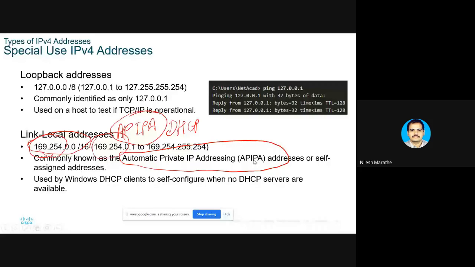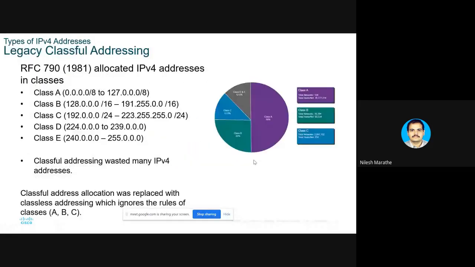So let's quickly cover the other activities. Is it clear about the APIPA? Let me go to the next. That is the classes: class A, class B, class C, and class D. As I told, class A starts from 0 to 127, class B from 128 to 191, class C from 192 to 223, class D from 224 to 239, and class E from 240 to 255. So these are the different classes. There is no other concept of classful addressing.